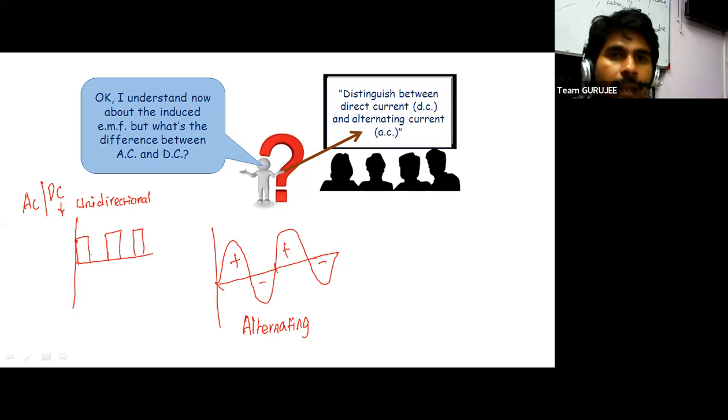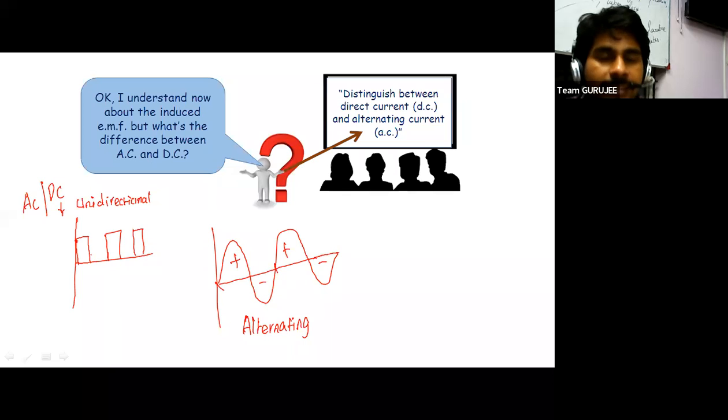Alternating current means the current is generated from the sub-power station. Sub-power station to the transformer, transformer to the post, post to the electric distribution box, electric distribution box to various rooms of your home. So there are different mediators here. That kind of current is known as alternating current. Our domestic purpose is always alternating current. Alternating current is used in most domestic and industrial purposes worldwide. We can't use direct current for all kinds of functions.